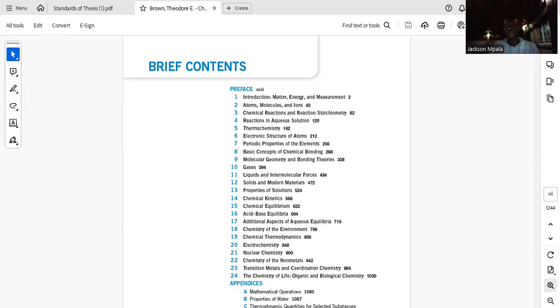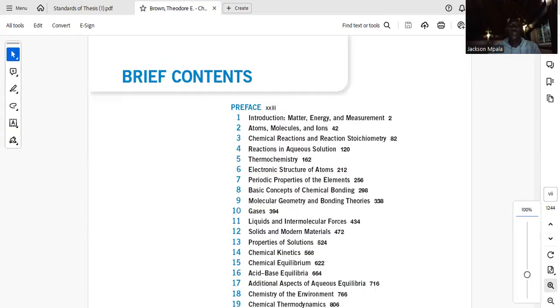So your introduction, you can see there in your brief contents in your preface. It starts with the introduction to matter, energy, and measurement. So we're going to look into those topics, of matter. What is matter? So we're going to look into that. What is energy? We're going to explore that. Then looking into issues of measurement. You can see from chapter 1, from page 1 all the way to page 42.